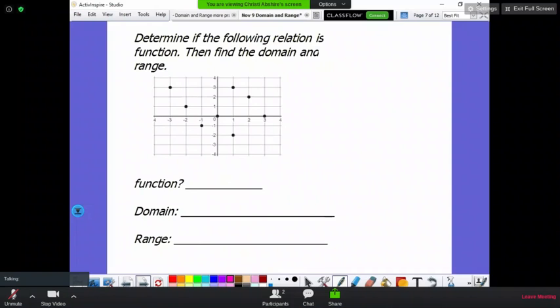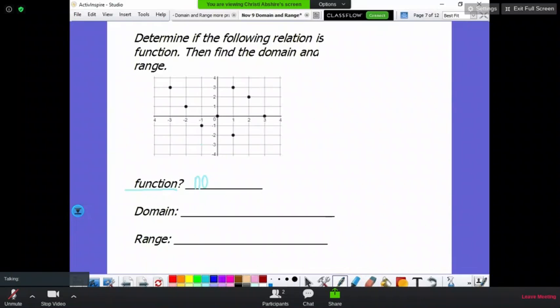Here's another one. So I first want to try the vertical line test to determine is this a function or not. And as I draw my vertical lines, goes through 1 point, goes through 1 point, 1 point, 1 point, 2 points, I can stop and say this is not a function. No, it is not a function. The vertical line test would only be going through 1 point at a time. So it's not a function, but we can still list the domain.